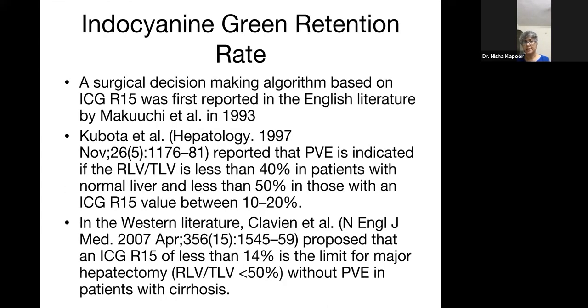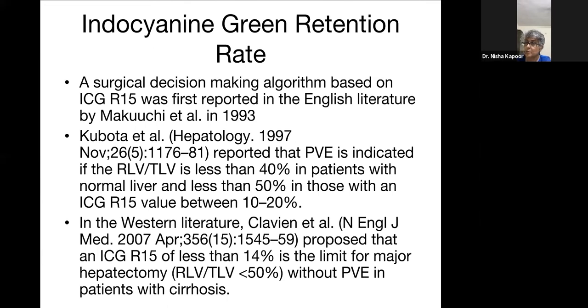So the indocyanine green retention rate, ICG R15, at 15 minutes, that is. This was first reported in English literature by Makuuchi et al. And he used this to make a decision regarding hepatectomy, the section removals for various kinds of liver surgeries.